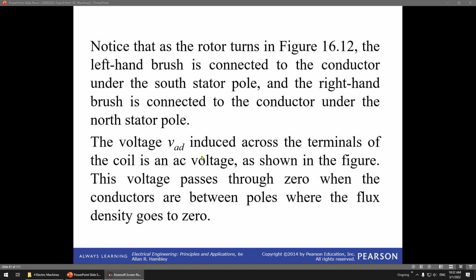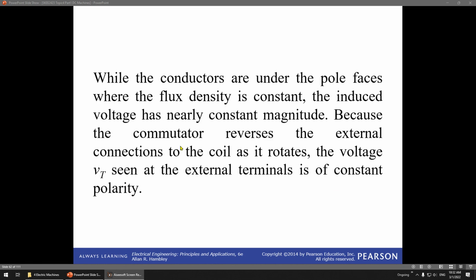The voltage VAD induced across the terminals of the coil is an AC voltage as shown in the figure. This voltage passes through zero when the conductors are between poles. While the conductors are under the pole face, the flux density is constant, so the induced voltage has nearly constant magnitude. Because the commutator reverses the external connection to the coil as it rotates, the voltage seems to have constant polarity at the external terminals.